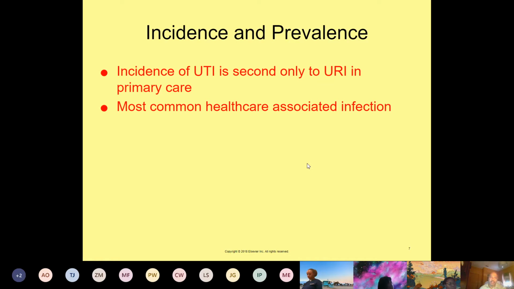For example, the incidence of a UTI is second only to upper respiratory infections in the primary care area. And that's a lot when you think about it. So this lets you know, especially if you become a nurse practitioner, that this is what you'll see a lot. This is what you'll be treating a lot. So you become quite the expert in managing UTIs. And it is the most common health care associated infection.